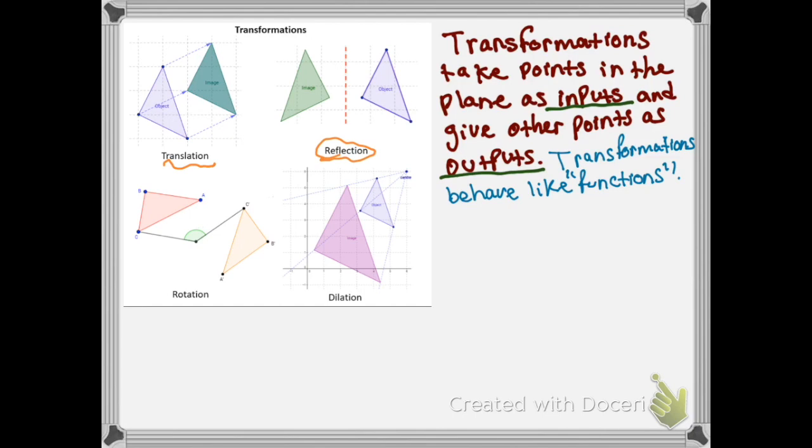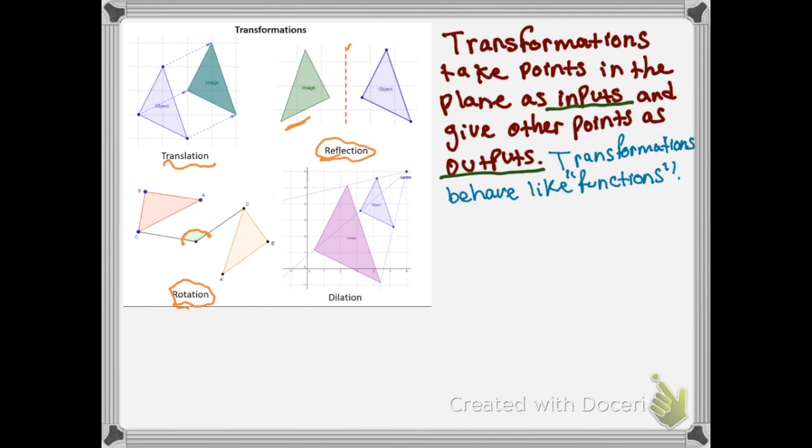Notice here the purple reflected over the red dotted line and it turned into the green. And that was reflected. The red dotted line acts like a mirror. We also have what's known as a rotation, which is just a turn, okay? And for this, you're going to need an angle of rotation. And so in this case, we have this angle right here.